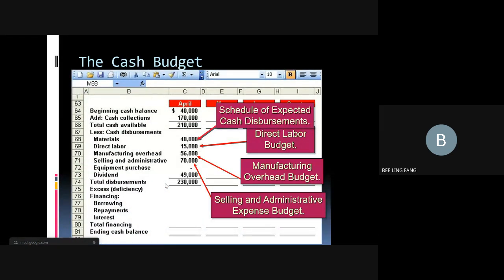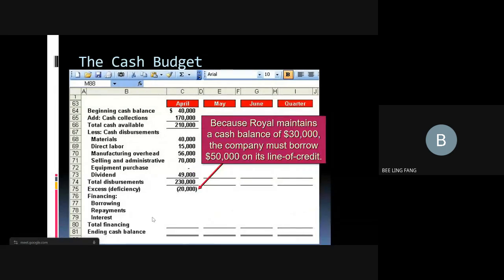So you can see you have the beginning cash, the cash collection, the total cash you have, and then you minus the disbursements. Okay, so you have to total all the disbursements here, including material, direct labor. Okay, in minus out, then you can see, obviously this is a deficiency. So they have to borrow, okay? When you borrow, then you have to calculate how much they need to borrow and so on, right?